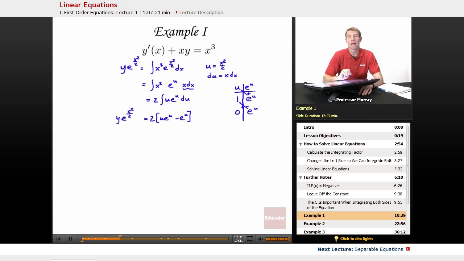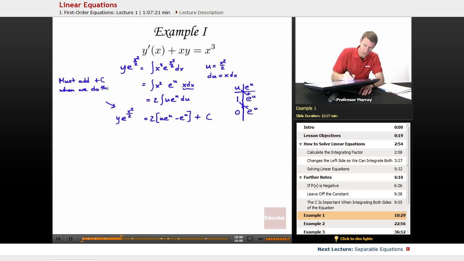Now, I want to really emphasize something right here. This is the step where I did the integration. So this is where I have to put a plus c. That's really crucial here. I put a plus c right now. Let me really emphasize that. Must add c. You can't just add c at the end. So we must add plus c when we do the integration, and not earlier and not later. When we do the integration.